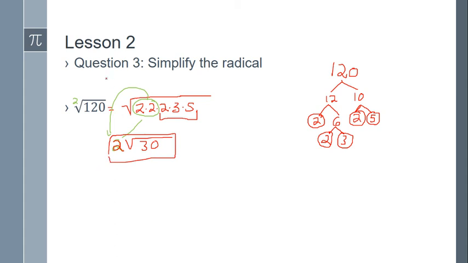So that's what they want you to do for question three, right? They don't want you to go on a calculator and punch in the square root of 120 or whatever number they give you, and then tell me that it's like 11 point something something. This is what they mean by simplify the radical.